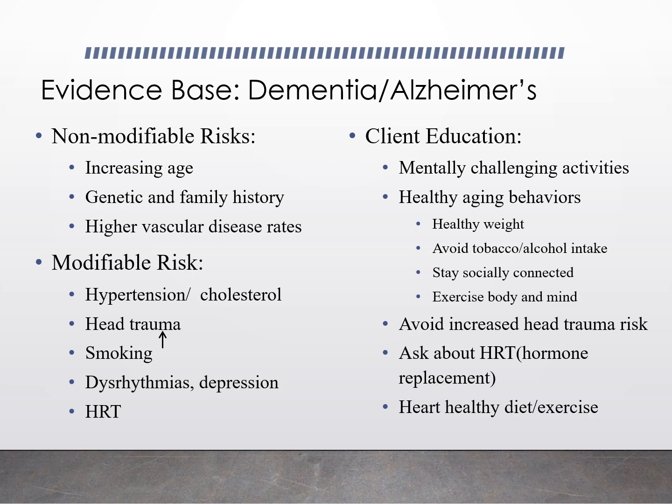Smoking as well, nicotine is a vasoconstrictor. Any history of depression or hormone replacement therapy can also impact vasculature. So some of the education we might provide for the patient is engage in mentally challenging activities, use that muscle, that brain, healthy behavior like weight, avoiding those substances we talked about, and exercise, working that vascular system. Anything that increases head trauma risk, you would want to think twice about or wear helmets when you're doing those things.